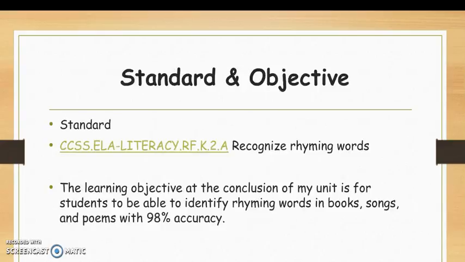Standard and objective. The Common Core State standard that I will be covering in this unit is recognize rhyming words. The learning objective at the conclusion of my unit is for students to be able to identify rhyming words in books, songs, and poems with 98% accuracy.